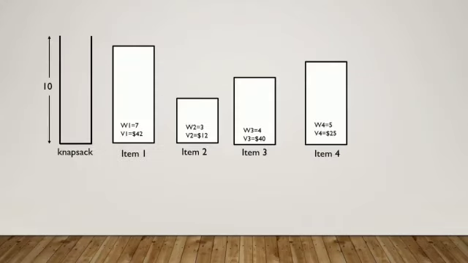Here in our problem, there are 4 items mentioned and certain values have been assigned for each item. For example, for item 1, the weight is 7 and the value is $42. For item 2, the weight is 3 and the value is $12. Similarly, for item 3, the weight is 4 and the value is $14. For item 4, the weight is 5 and the value is $25. Finally, they have given a knapsack capacity which is 10.